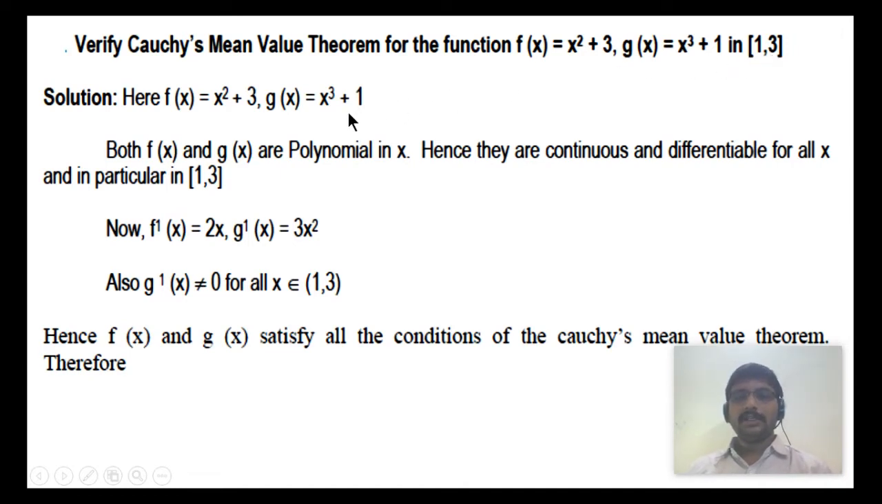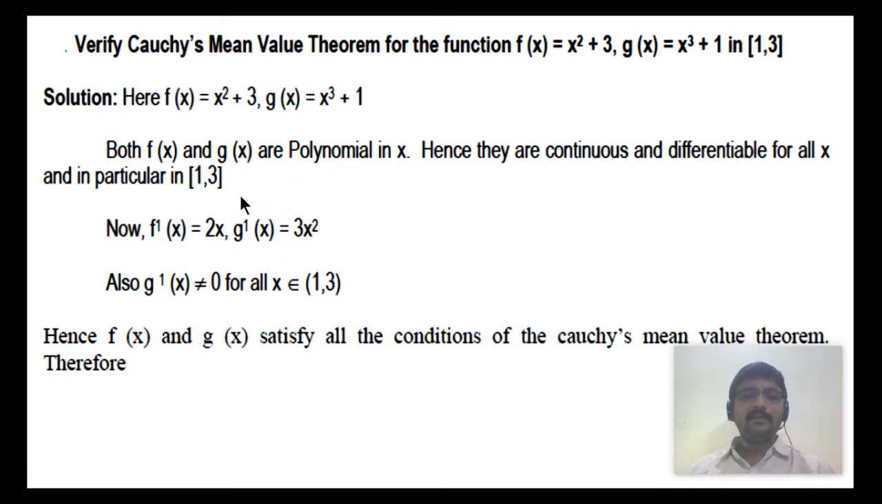So given two functions are there, both are polynomials in x. Clearly both the functions are continuous functions and also differentiable for all x. But here in particular both the functions are continuous in closed interval [1, 3] and are differentiable in open interval (1, 3) because the derivatives exist here in open interval (1, 3).